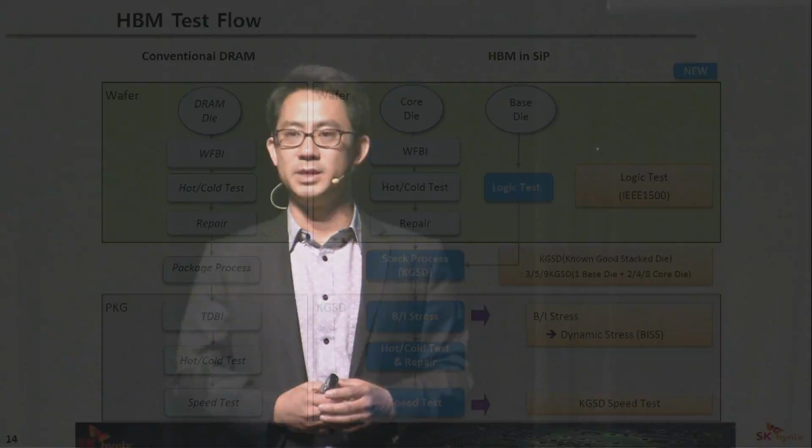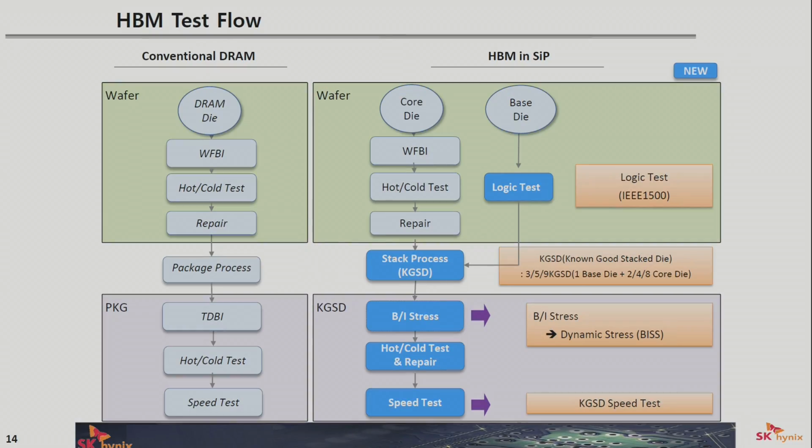Since HBM is not a discrete memory device, DRAM vendors came up with a different test flow. For a discrete device, after the wafer has been tested at wafer level, singulated and packaged into a discrete device, it's very easy to test them using your ATE testers, for example. With HBM, in order to emulate the stress test at the package level, DRAM vendors have developed a KGSD test flow, or known good stack die test flow.